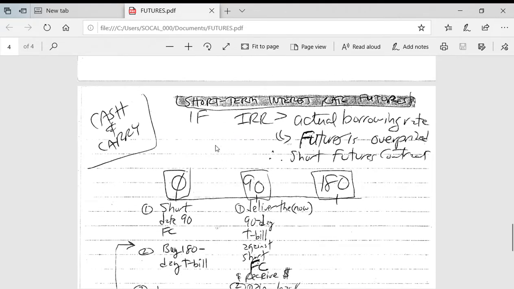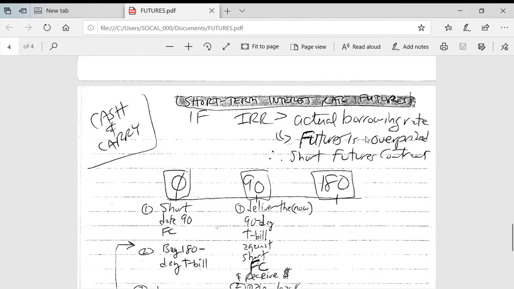This is short-term interest rate futures. Now this IRR is not the internal rate of return, but rather the implied repo rate we just saw. So if the implied repo rate, the rate of return we lock in if we simultaneously go long a spot asset and short a futures contract, exceeds the actual borrowing rate, that means we're earning more than we should be in equilibrium. In other words, the futures price is too high. The futures contract is overpriced. We're earning too much of an implied repo rate because it's greater than the actual borrowing rate.